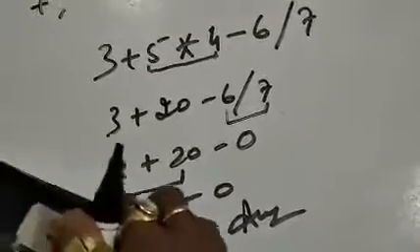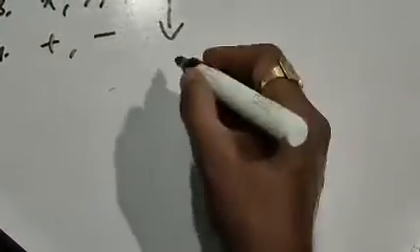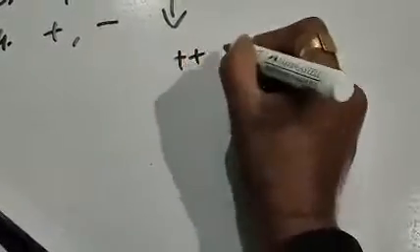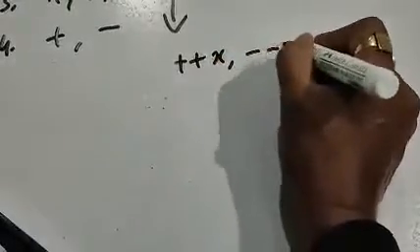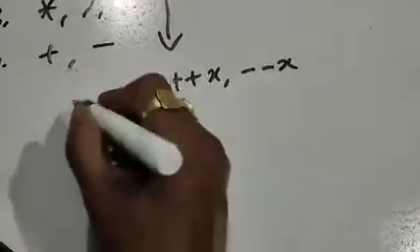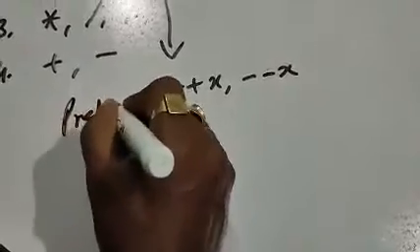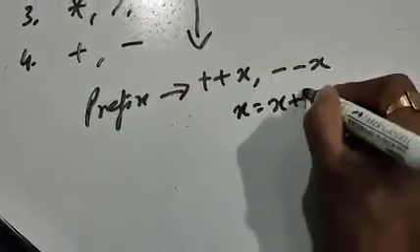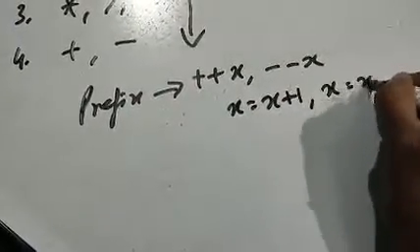Now we'll make use of the next one, that is the increment and decrement operator. There are two things in this case, like for example plus plus x or minus minus x. It is a unary operator basically, which takes a single operand at a time. Here this one is also known as the prefix operator, which means x is equal to x plus 1 or x is equal to x minus 1.